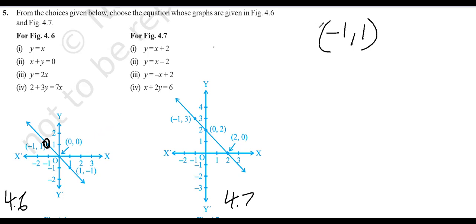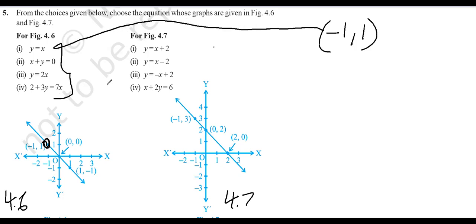What will I do now? I will substitute the values of these points in these equations, and I will check whether it is getting satisfied or not. So y is 1 and x is -1. So this is not getting satisfied. X is -1 and y is 1, so -1 and 1 gives 0. This is getting satisfied. So this is the answer. Y is equal to 2x, no, this is not getting satisfied. Then here 2 plus 3y is equal to 7x. This is also not getting satisfied.